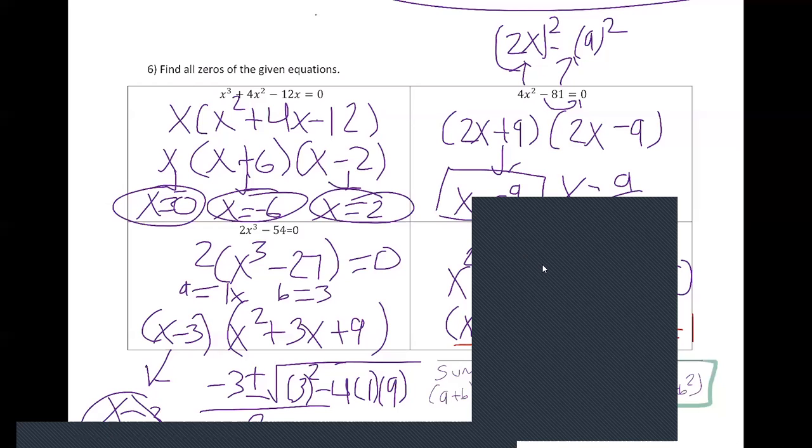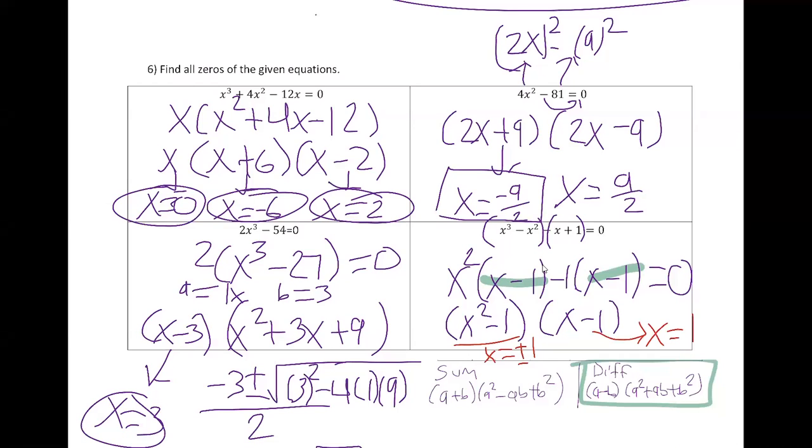All right, so that's the idea in this section. Like I said, you're going to use a lot of those different ways. This is coming from section 5.3 if you're looking for notes or more examples, but basically you're solving these any way you can.